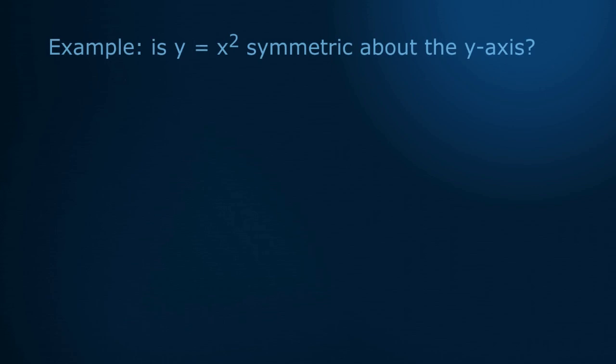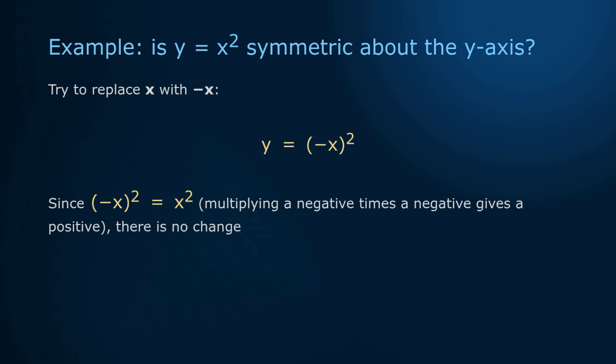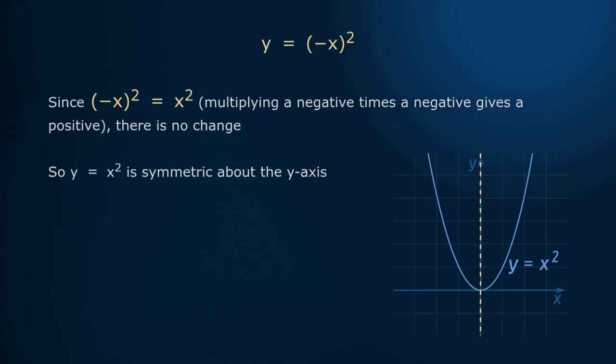Example: is y equals x squared symmetric about the y-axis? Try to replace x with minus x. Y equals minus x squared. Since minus x squared equals x squared, multiplying a negative times a negative gives a positive, there is no change. So y equals x squared is symmetric about the y-axis.